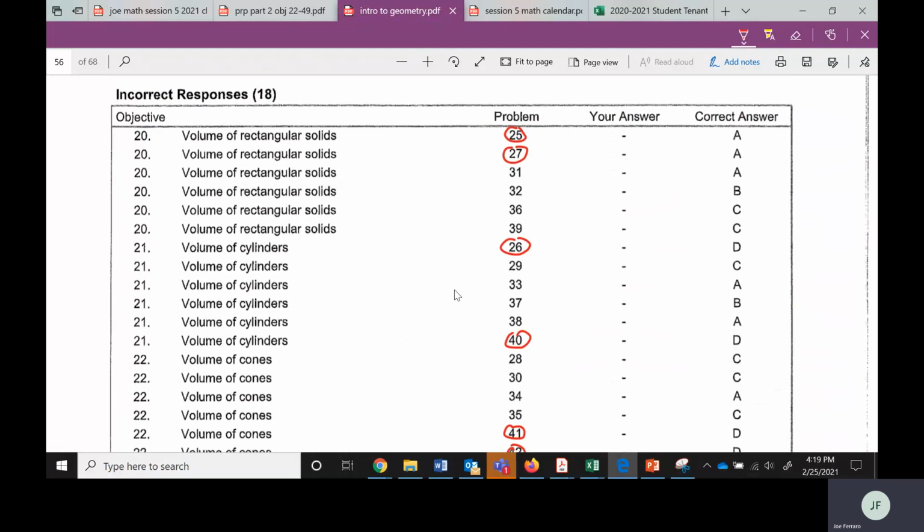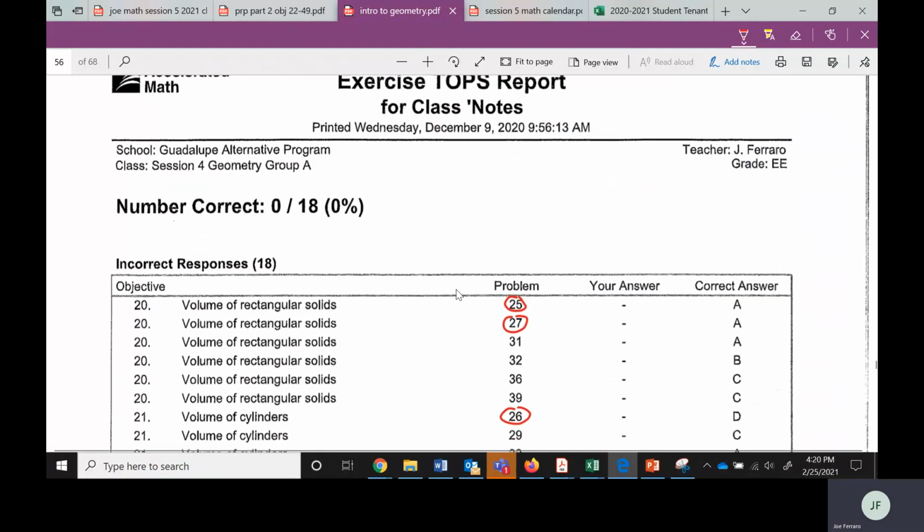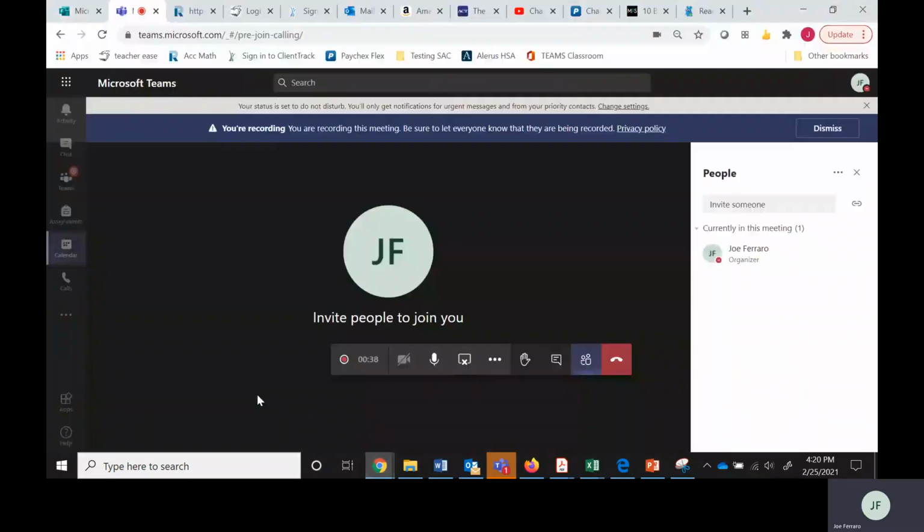Okay. All right. So that is objectives 20 through 22. Do some practice problems. If you have questions, let me know. When you're feeling ready, ask for the test. All right.